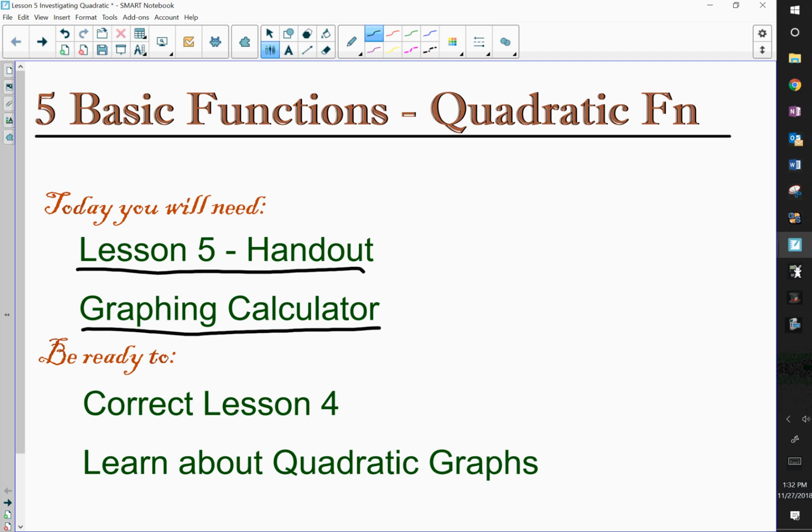Before we do that though, you are going to need to correct yesterday's lesson. So this might be a little bit tricky. You might have to pause the video and then switch to your OneNote and then go back and forth. So I'm going to show you the answers to yesterday's assignment. You can correct, make sure it has a score on it, and then you can move on and take notes right on the handout as you watch the rest of this video.